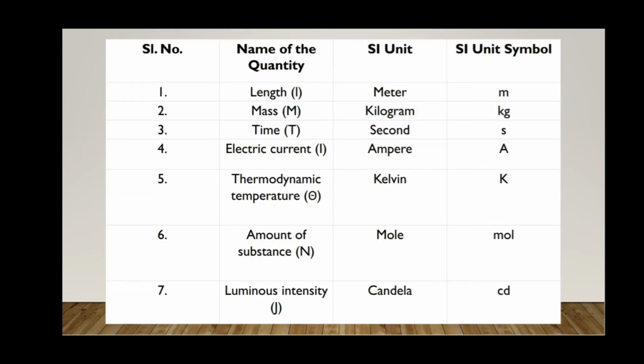In the table here are the 7 base units of the SI unit of measurements. Number 1 is length for the meter, mass for the kilogram, time for second, electric current for ampere, thermodynamic temperature for Kelvin, amount of substance for mole, and luminous intensity for candela.